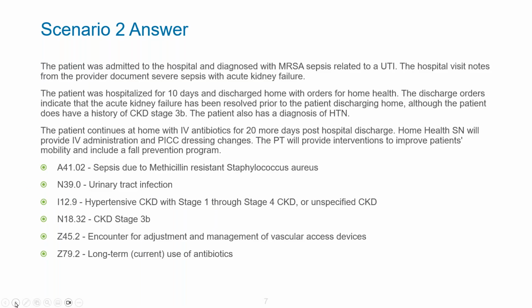which is the 3B. And then we coded the encounter for adjustment and management of vascular access devices because we're going to be managing the PICC dressing changes and the IV administration for the next 20 days. And then long-term use of antibiotics because this is a rare circumstance. Normally we don't have people on IV antibiotics for 30 days or more. So it is a long-term use. So that kind of explains that scenario. Thank you.